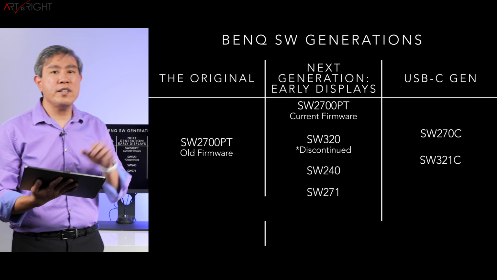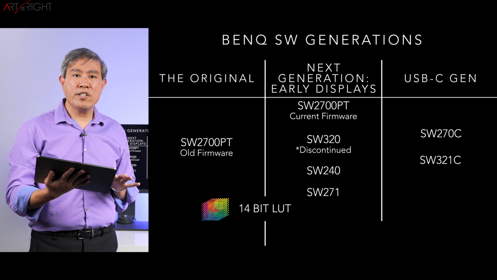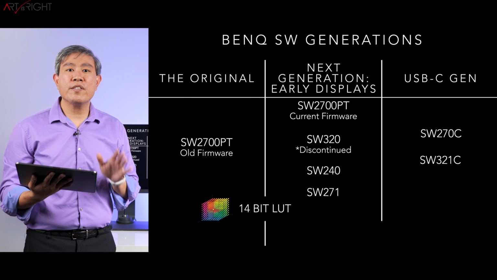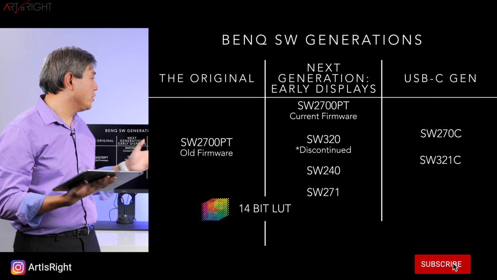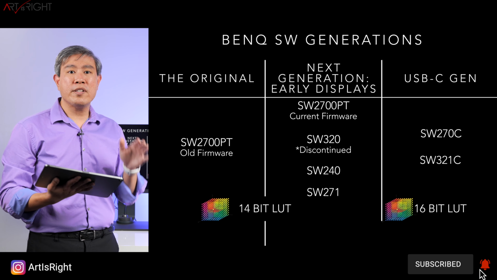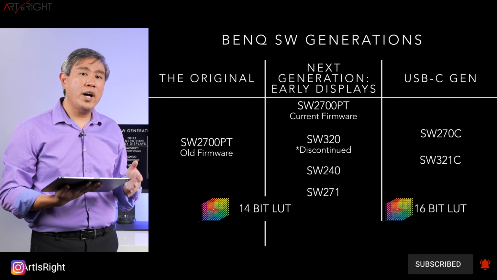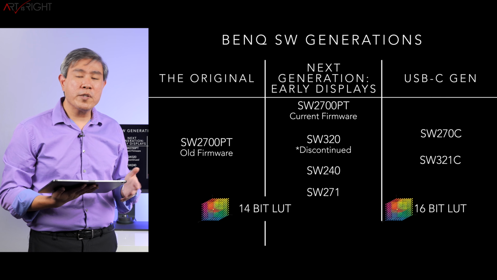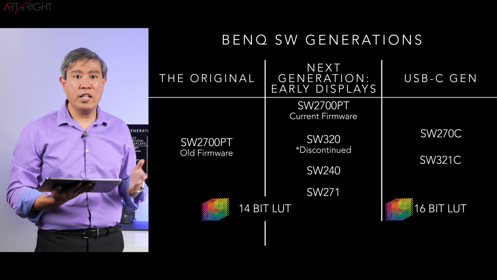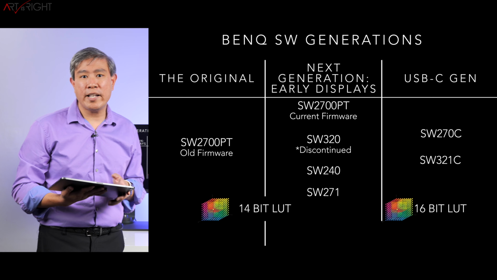Now let's talk about these generations and break them down a little bit further. So with the original and the next generation early display, what we have is a 14-bit lookup table that's built into the display. Moving on to the USB Type-C generation, this built-in LUT has been updated to a 16-bit. And these are the reasons why I separate them into these different groupings, because the way Palette Master Element works to calibrate a 14 versus a 16-bit LUT model is slightly different.